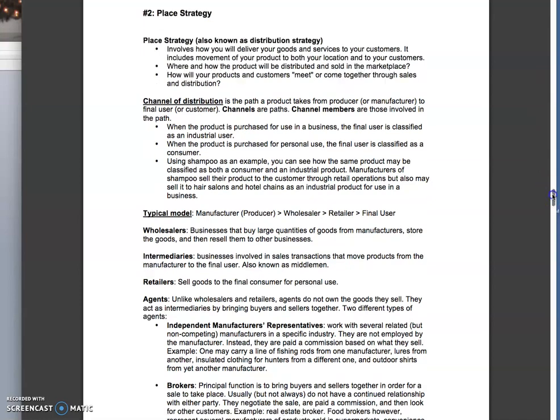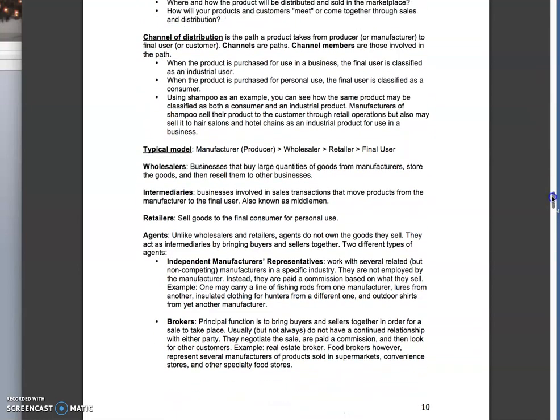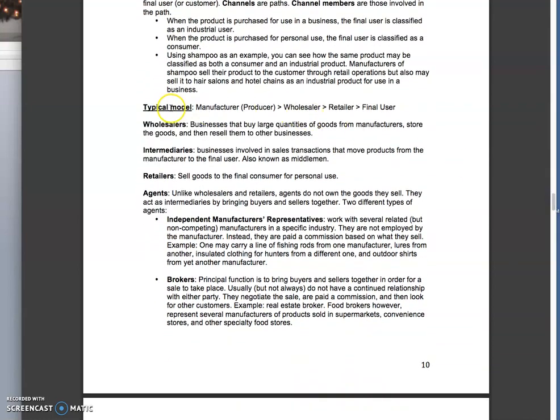So as we close out here, we already referenced that typical model of producer to wholesaler to retailer to final user. Just some terms that come up. Intermediaries is anyone that's in the middle.